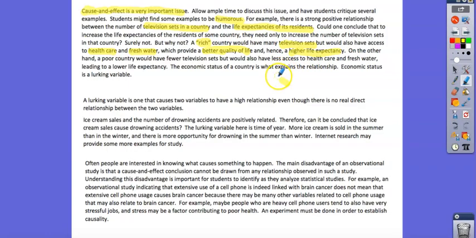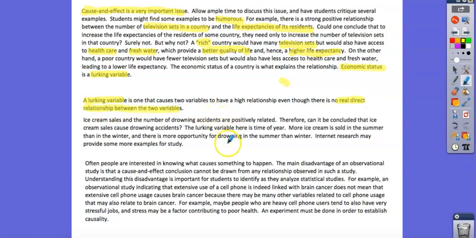So you have to be very careful when you make any cause and effect statements. There is something called the lurking variable that you have to be really careful about, and on this one, your economic status is your lurking variable. A lurking variable is one that causes two variables to have a high relationship even though there's no real direct relationship between the two variables.